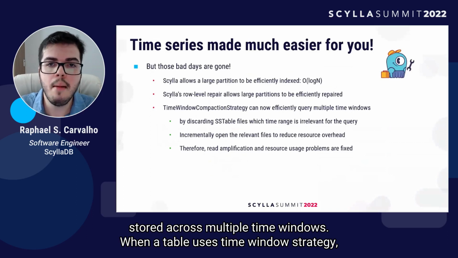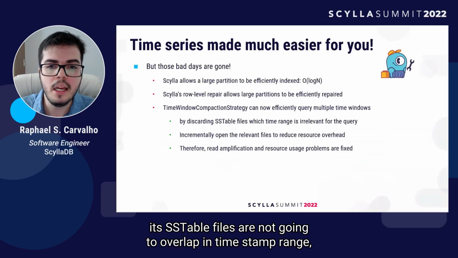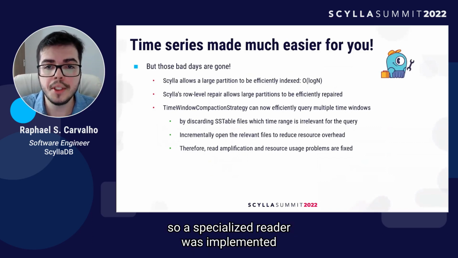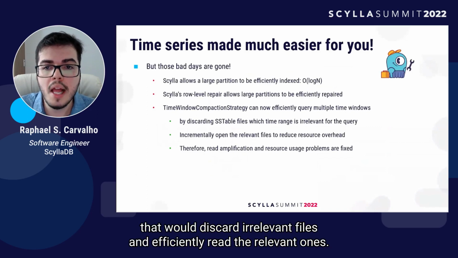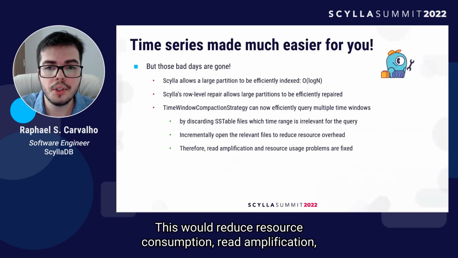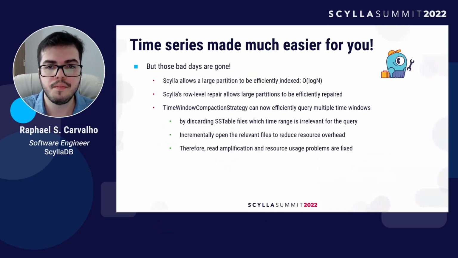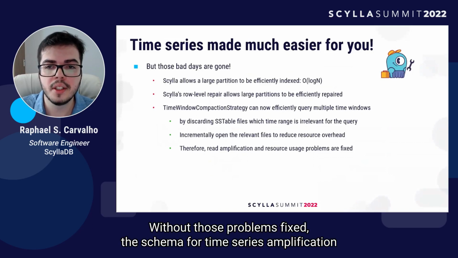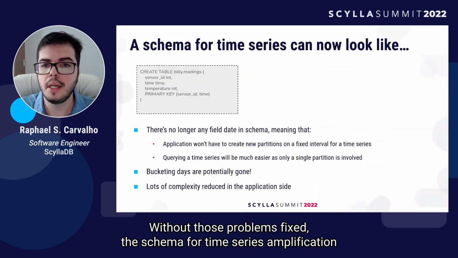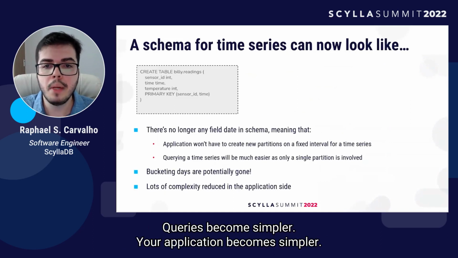When a table uses time window strategy, its SSTable files are not going to overlap in timestamp range. So a specialized reader was implemented that will discard irrelevant files and efficiently read the relevant ones. This will reduce resource consumption and read amplification, making the queries much more efficient. With all those problems fixed, the schema for time series applications can now look much simpler. Queries become simpler, your application becomes simpler.